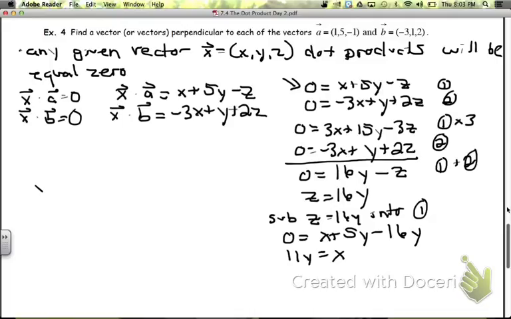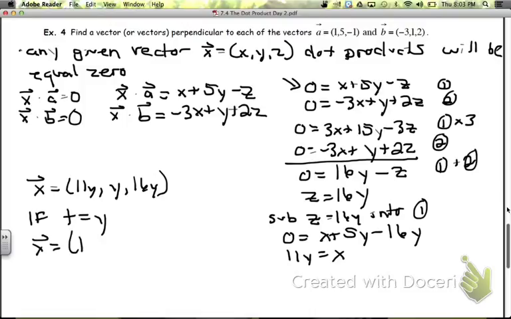So we have that our vector x is equal to 11y, y, and 16y. However, if we let t equal y, our vector x will be equal to 11t, t, 16t for any value of t. So you can sub in 2 here, you can sub in half here. Any of those vectors are going to give you perpendicular vectors to both A and B.